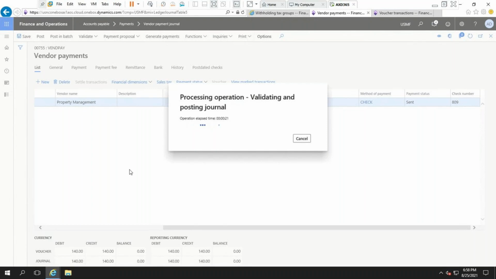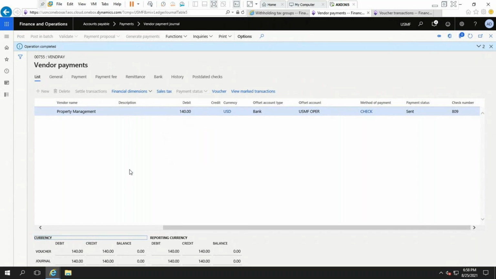Actually 200 is the invoice, but we are paying 140 only. Let me show you the voucher so that you can understand. Now go to the vouchers.